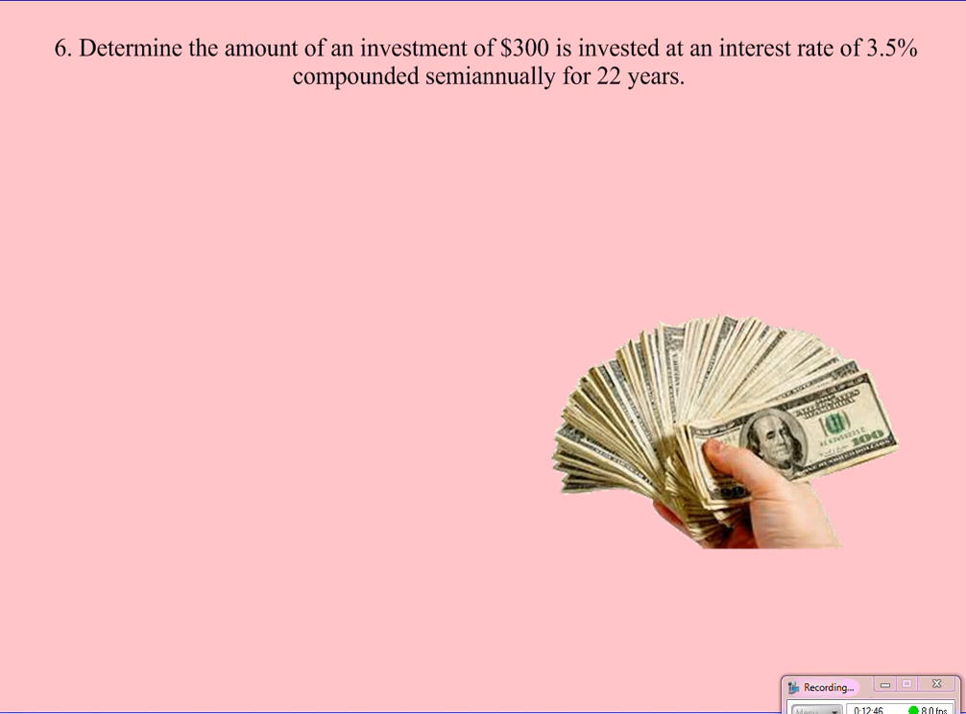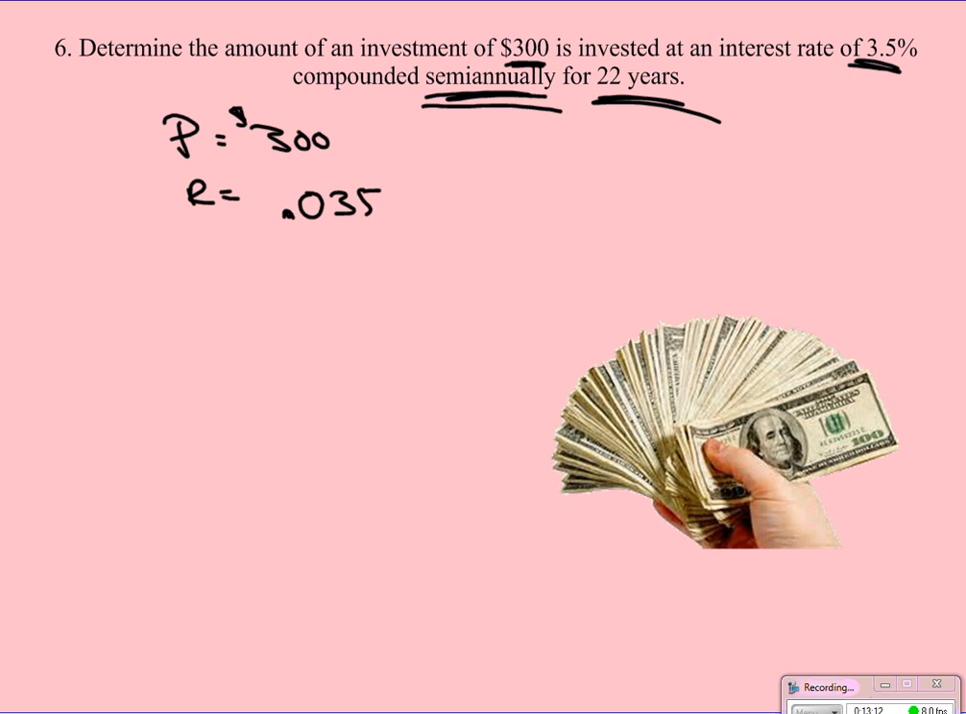So determine the amount of an investment of $300 invested at an interest rate of 3.5%, compounded semi-annually for 22 years. So what's important? 300, interest rate 3.5%, semi-annually, 22 years. All right, so my principal is going to be 300 bucks. The rate as a decimal is going to be 0.035. The number of times it's compounded is going to be semi-annually, so that's 2. Time is going to be 22 years.